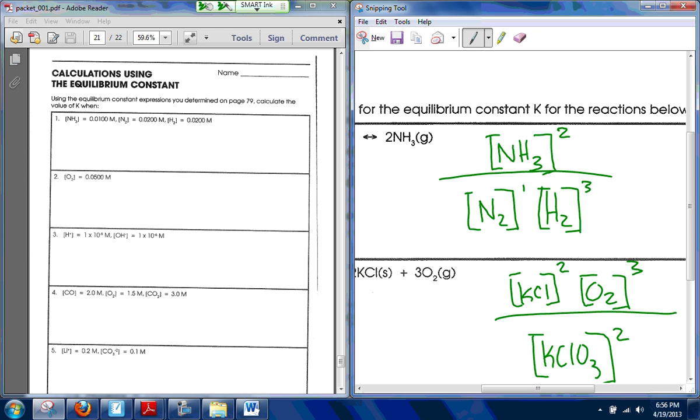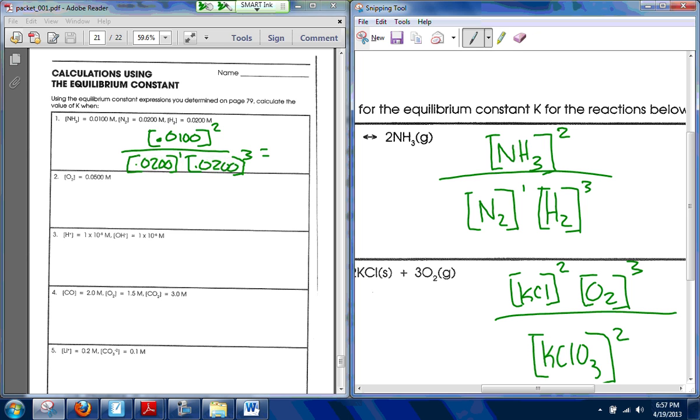So I'm going to start by putting 0.0100, and I'm going to raise it to the second power, divided by, on the bottom, it has N2, which is 0.0200, and I'm going to raise that to the first power, times 0.0200, and I'm going to raise that one to the third power. So I just put it into my calculator just like that.